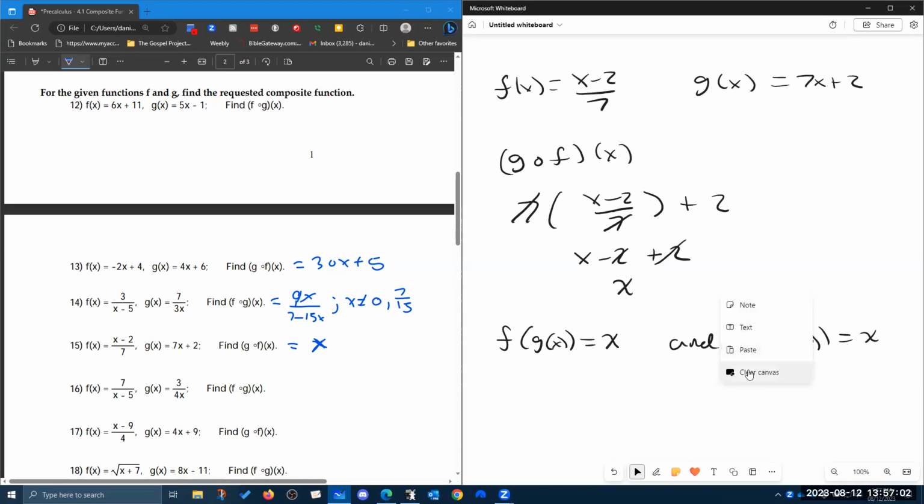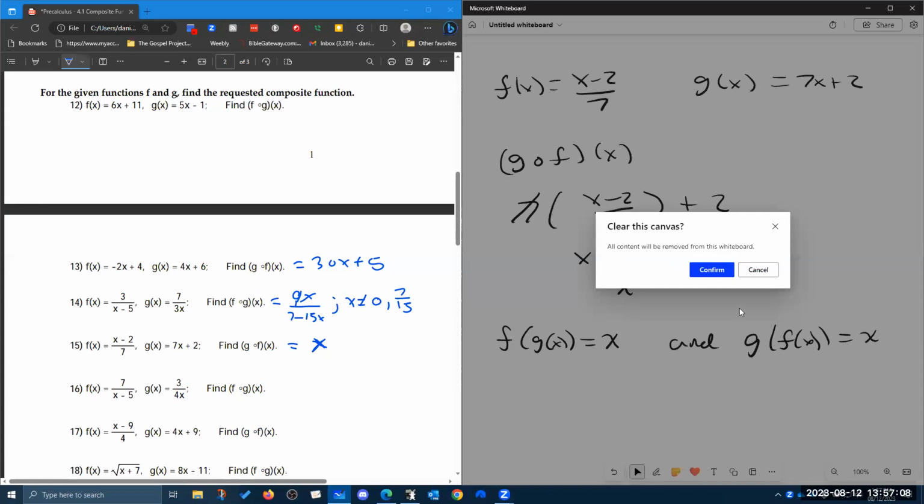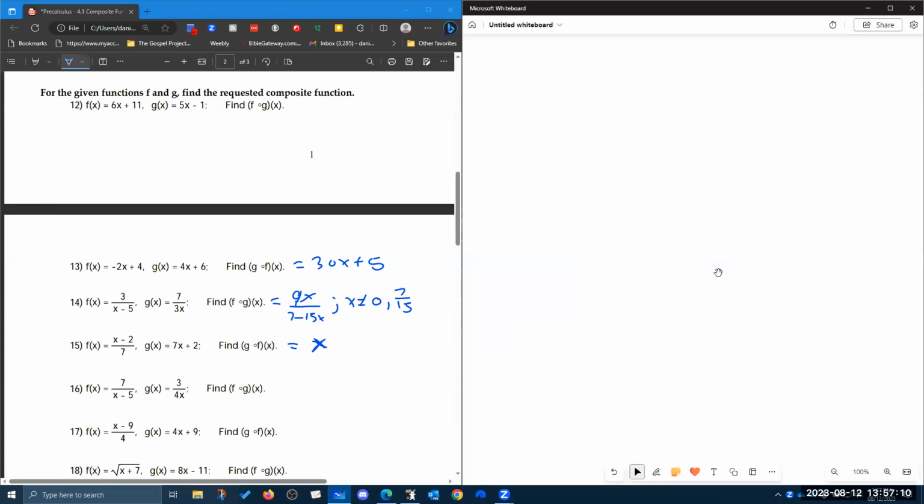But hold that in your mind. Anytime that you see a relationship here where you find the composite function and it comes out to just be x, that's going to be an interesting one that you're going to want to think about more later. So f of x is going to be 7 over x minus 5. g of x is going to be 3 over 4x.